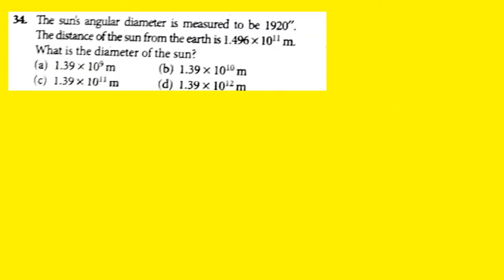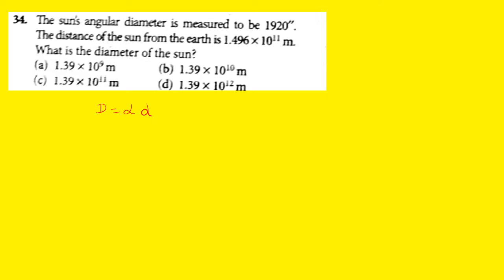Now next question. The sun's angular diameter is measured to be 1920 seconds. The distance of the sun from the earth is 1.496 into 10 power 11 meter. What is the diameter of the sun? So first you should know the formula for the diameter of the sun. D equal to alpha into D. This is the formula for the diameter of the sun.